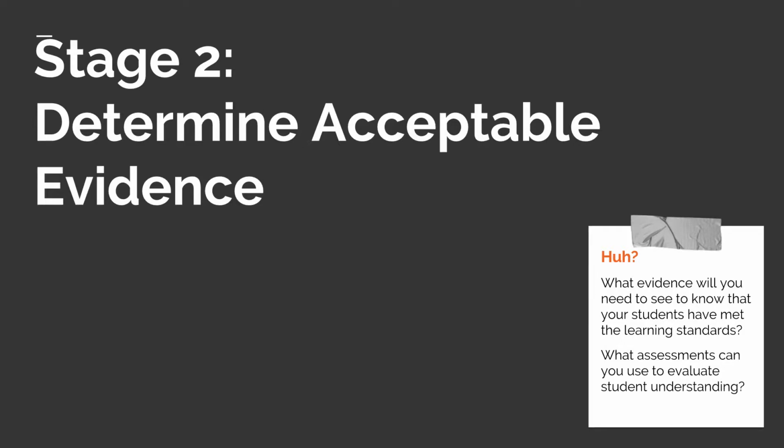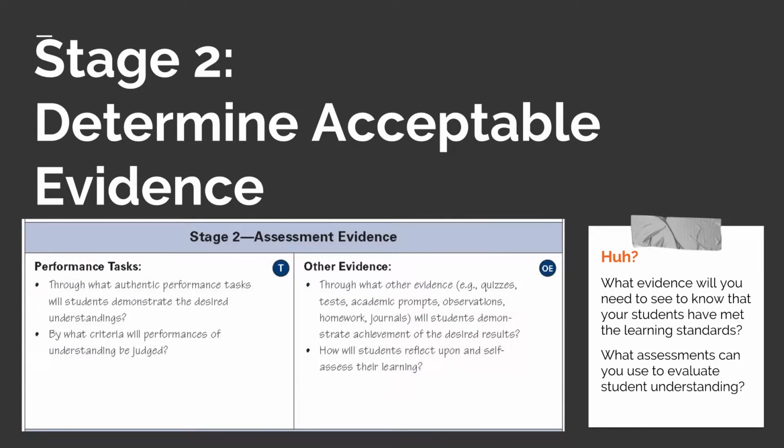Stage 2 is where we're going to determine how we'll assess student mastery of the standards. Now there's 2 columns on the page. You've got performance tasks and other evidence. UbD puts a pretty big emphasis on performance tasks, and these are authentic tasks that assess understanding and transferability of learning. Now, there's still room for tests and quizzes though, don't worry.